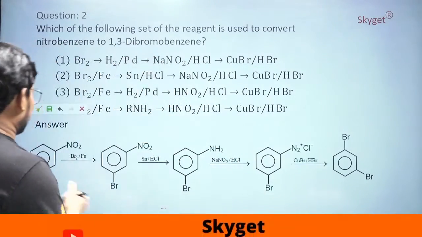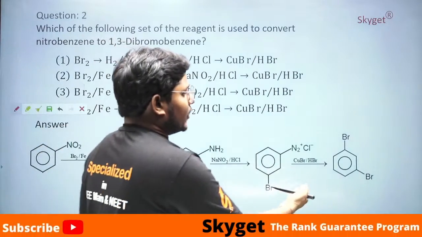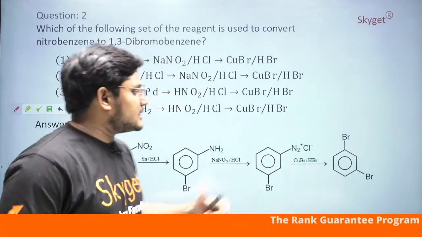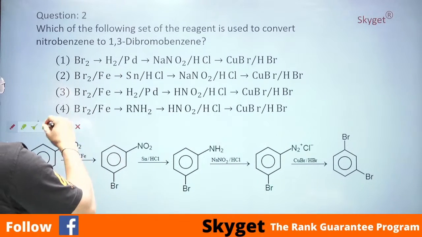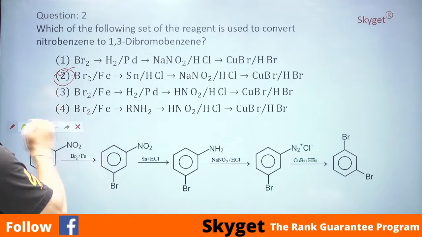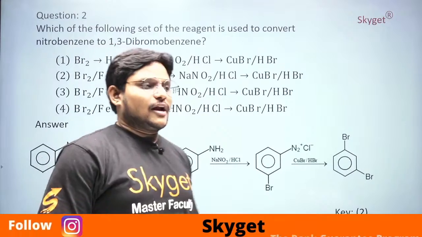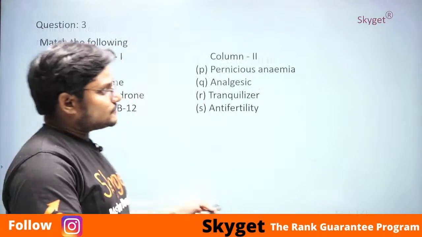Okay, now if you see here, this is NO2, NH2, N2Cl and Br, students. So the answer is this, and the option is what, students? Option 2 is correct, students. Option 2 is correct. Okay, students, next.